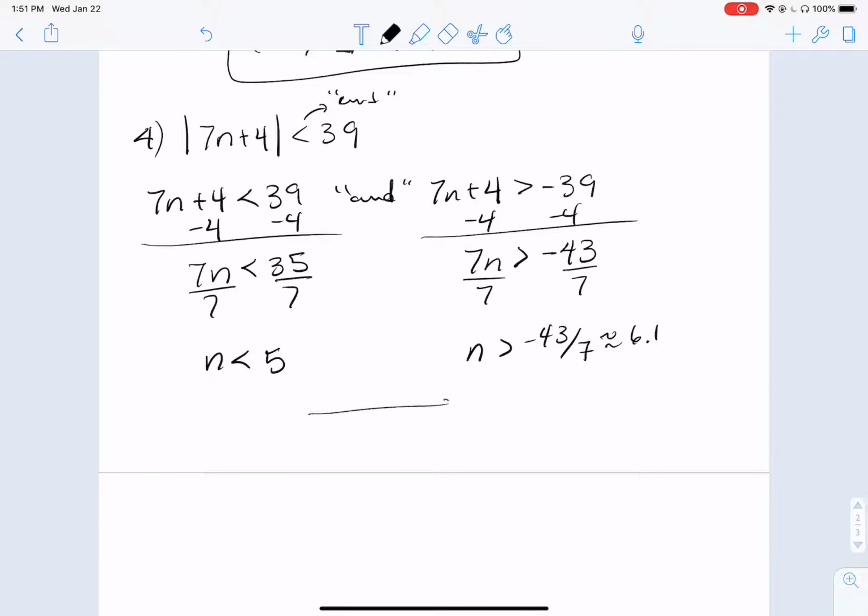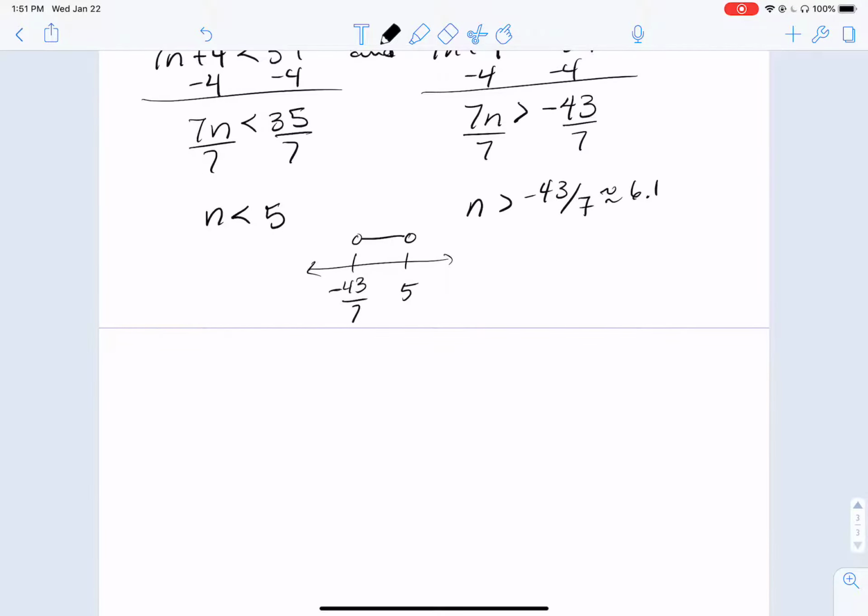So on our number line, remember negatives are always smaller than positives, so even if you didn't know the actual or estimated value, I know that -43 over 7 would have to be smaller than 5, since 5 is positive. Now, since this is an AND inequality, my endpoints should be pointing towards each other. My endpoints have to be open because it's not equal to, and towards each other. And so as an interval, I get -43 over 7 and 5 using parentheses, okay? This right here is your solution.